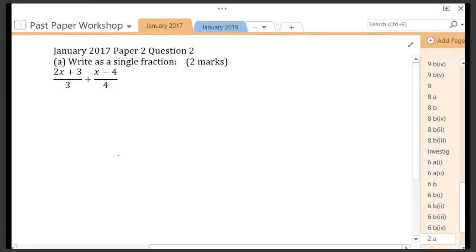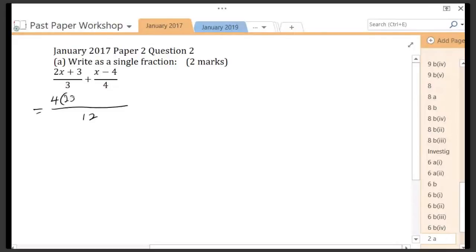All right, so January 2017, paper 2, question 2, part A. Write as a single fraction, for 2 marks. They gave us an algebraic fraction here, and you solve this just like regular fractions. It just has algebraic terms inside of it, like x and y. As with any regular fraction, in order to make two fractions one, we have to find the LCM. The LCM of 3 and 4 is 12. So 12 divided by 3 is 4, and this is 4 multiplied by the numerator here.